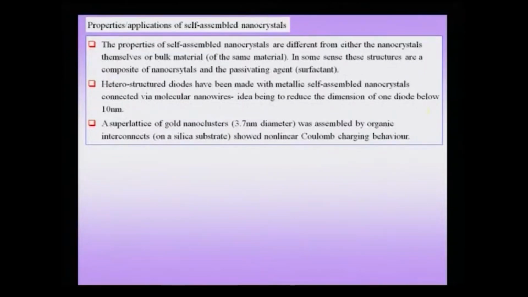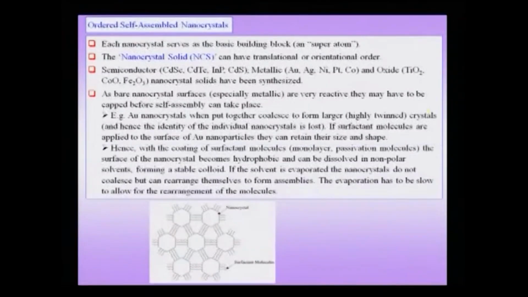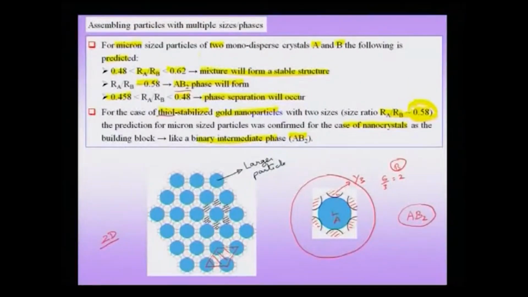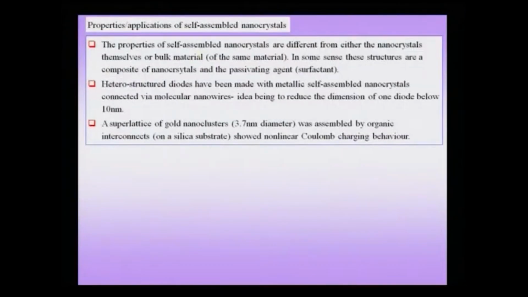Now, we have considered a few types of these self assembled structures. For instance, we talked about the nanocrystalline solid. This was one example of a nanocrystalline solid where silver nanocrystals were used to form a crystal using the FCC lattice, and now we have seen a binary nanocrystalline solid. But many properties and applications have also been envisaged for these self assembled nanocrystals.